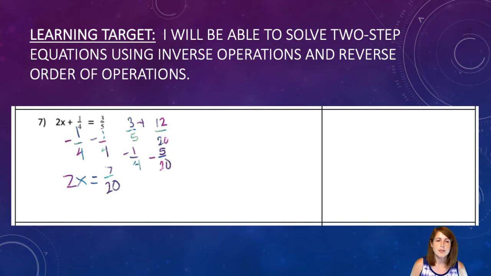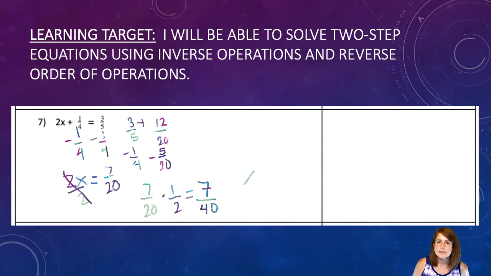Lastly, I need to undo multiplying by 2, so I'm going to divide both sides by 2. If I divide the left side by 2, I get 1x, because it cancels out. And if I divide the right side by 2, it's the same thing as multiplying by 1/2. So I'm going to rewrite it as 7 twentieths times 1/2. So 7 times 1 is 7. 20 times 2 is 40. So that means x is equal to 7/40.